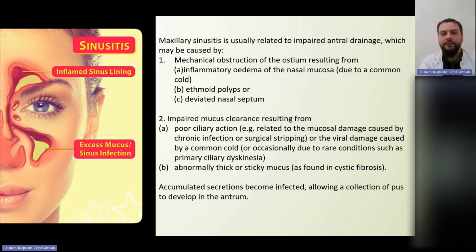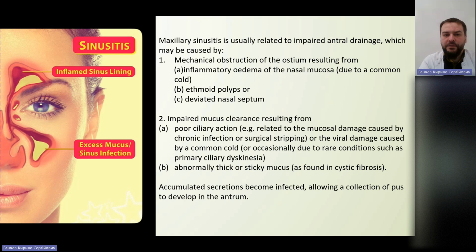And here we have two ways, right? So the first one is mechanical obstruction of the ostium resulting from a few options. Inflammatory edema of the nasal mucosa due to a common cold, or you call that flu maybe. And also we could have ethmoid polyps, or we could have a deviated nasal septum. It means it is not straight, right?